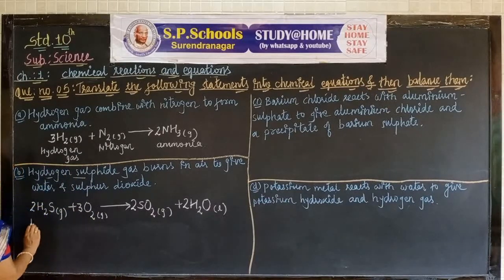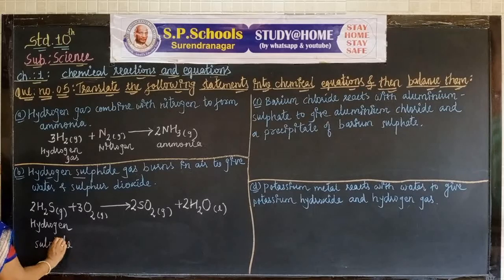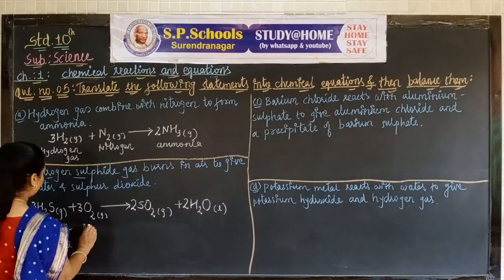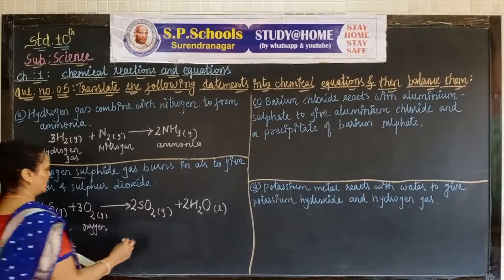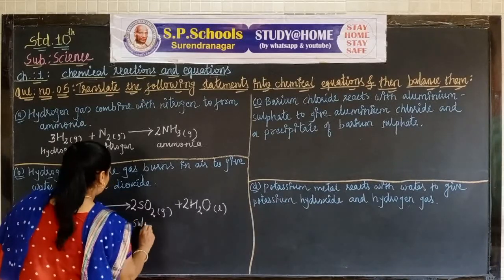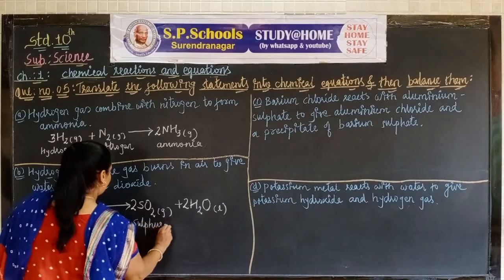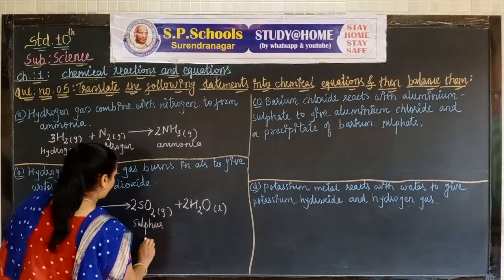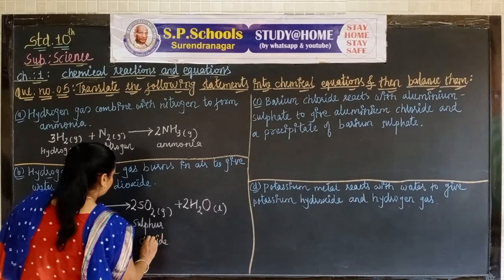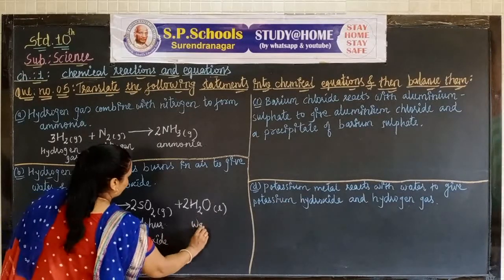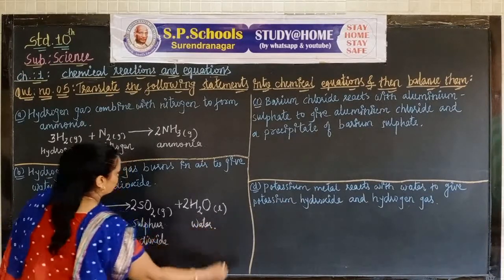This one is hydrogen sulfide. Oxygen gives us sulfur dioxide and then water. Simple.